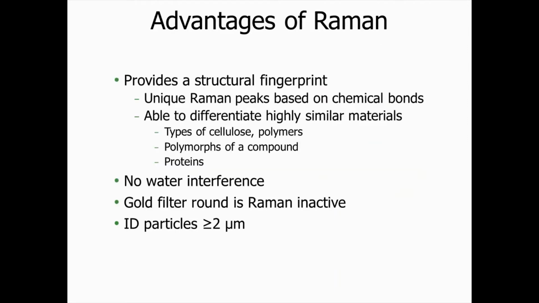Raman can identify a wide range of organic and inorganic materials, again down to 2 micrometers, based on their chemical structure. It can identify cellulose, protein, different polymers, or even the polymorphs of a compound. Unlike FTIR, Raman is inert to water, so identifying biologics or particles in solution is not a problem for Raman. Hound uses gold-coated filter rounds as the gold surface is Raman inactive, which results in low noise and high-quality spectra.